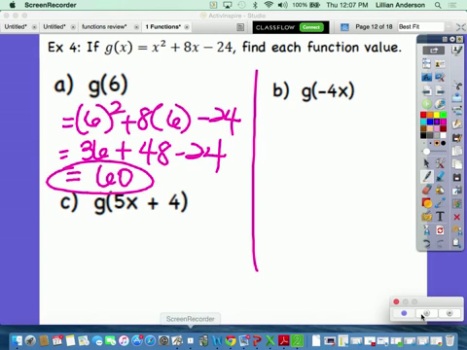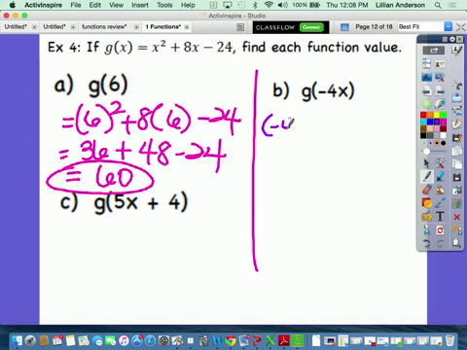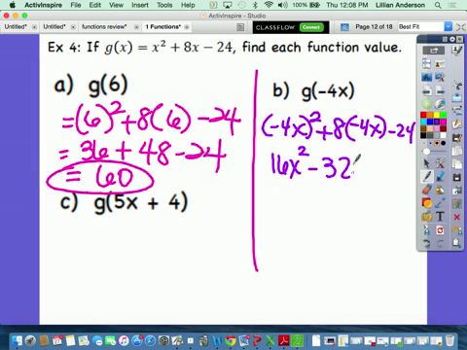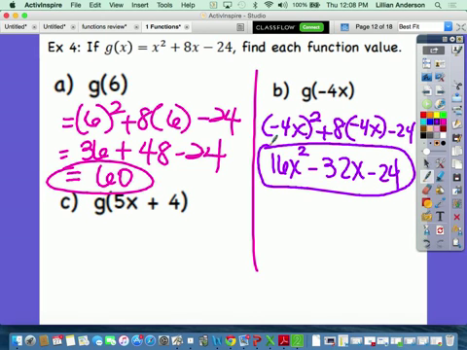We're back together here. When you plug in, be very, very careful. I put the parentheses in the first one for a reason. Ones like this, you have to remember that you're squaring not only the x, but also that -4. So this becomes 16x squared, then -32x, then -24. You don't have to keep going after that. It just asks you to evaluate. Once you've plugged in and simplified by combining like terms, you're done.